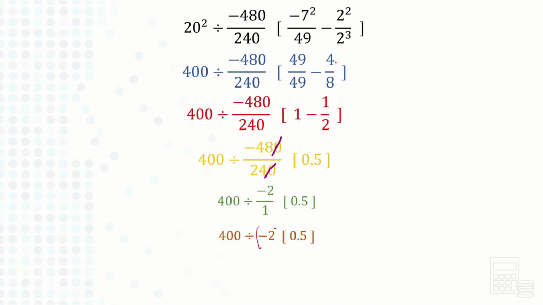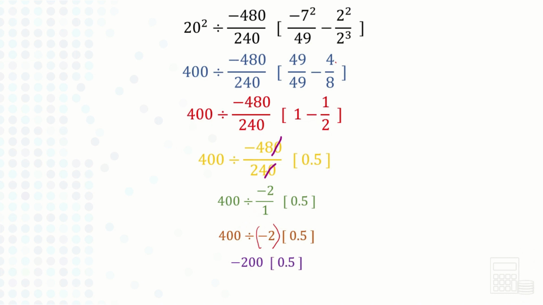Now, this is meant to go in a parenthesis because we have a division here. We don't want two signs just to be next to each other without a parenthesis. Now, 400 divided by -2 is the next operation, the division. So it means -200. 400 divided by 2 is 200, times positive, because this has a positive sign, it is negative. So it is negative 200.